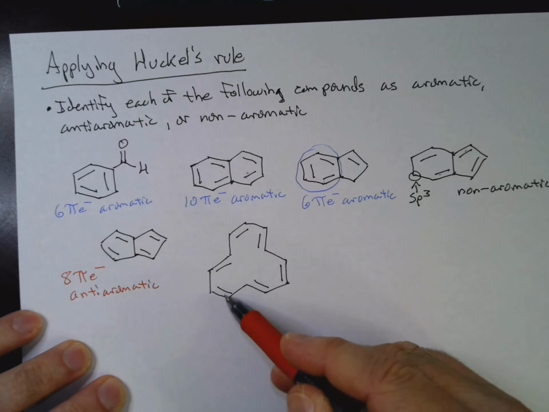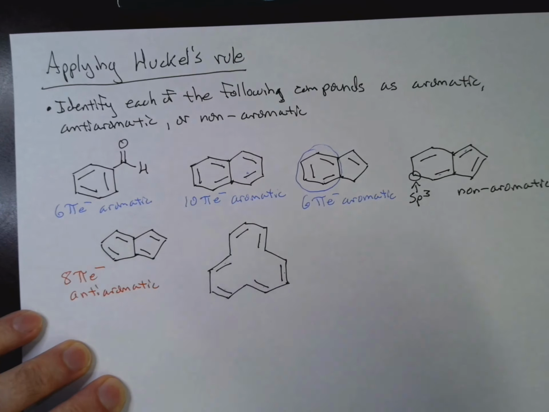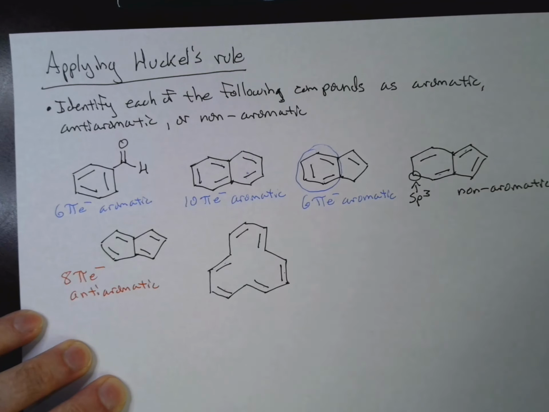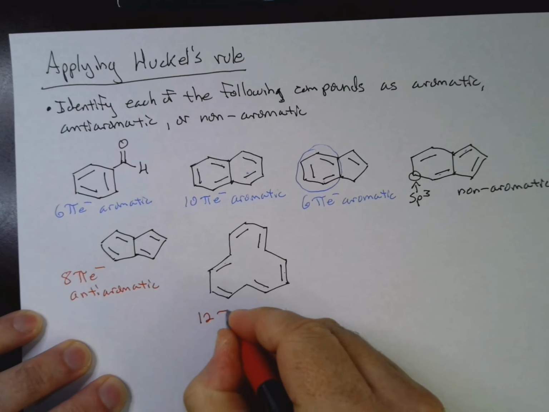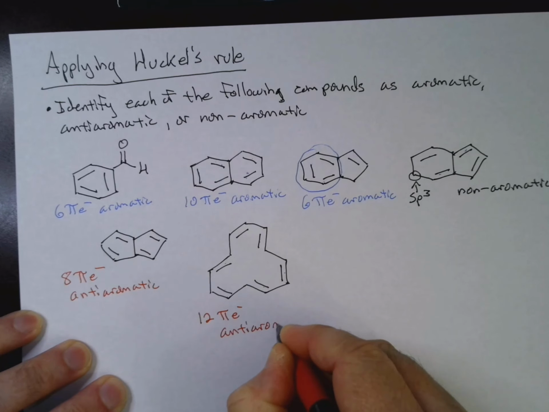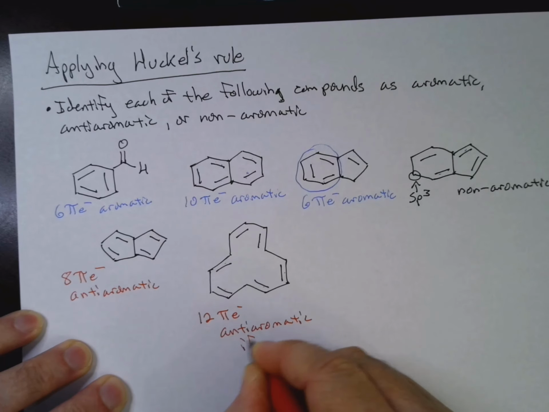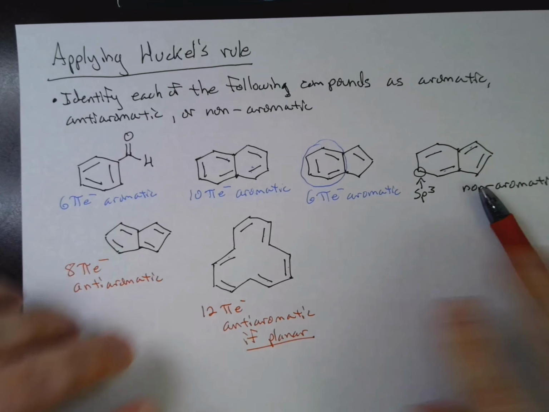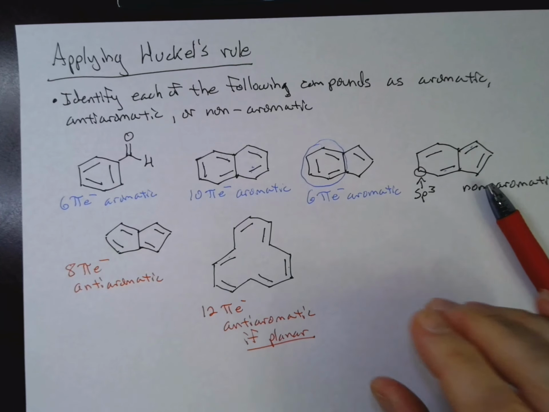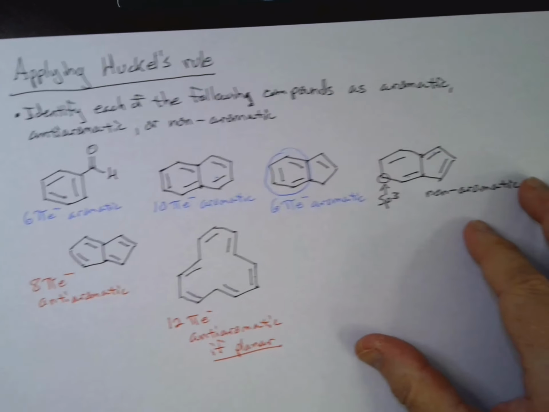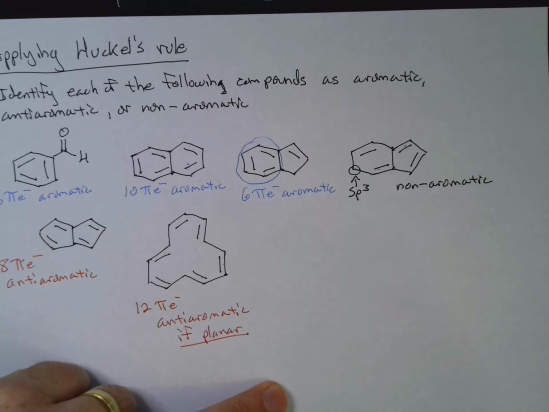Now, how about the next one? I've got 2, 4, 6, 8, 10, 12 pi electrons. So maybe I'll write it in red here. 12 pi electrons. So this would be anti-aromatic if planar. And the fact that we've got so many carbons here means that this could probably flex somewhat and adopt a non-aromatic conformation.